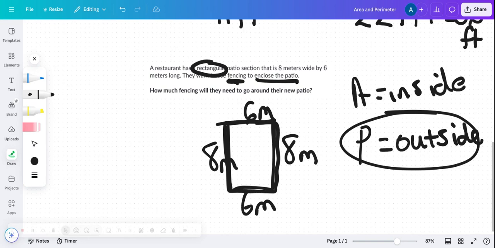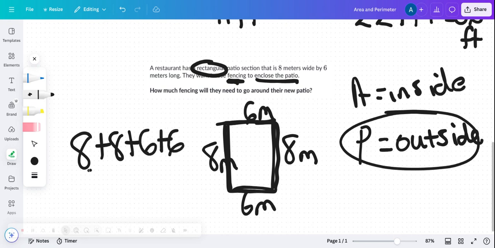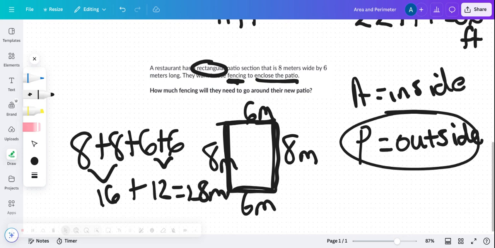So I'm going to set up my formula. I'm going to add up all the sides. 8 plus 8 plus 6 plus 6. 8 plus 8 is 16. 6 plus 6 is 12. And that's going to give me a total of 28 meters of fencing.